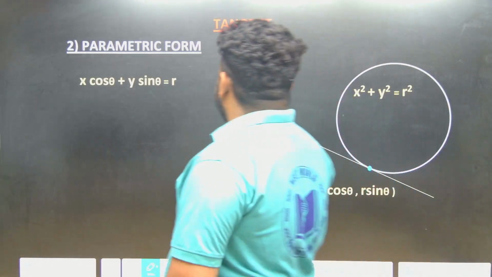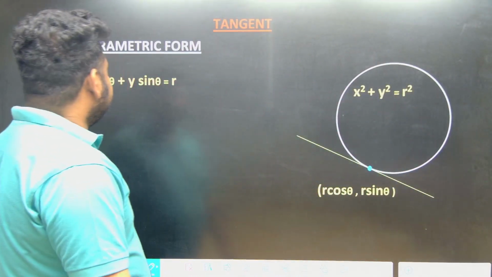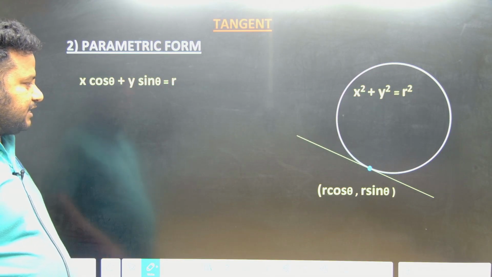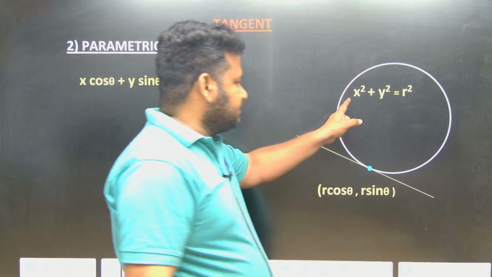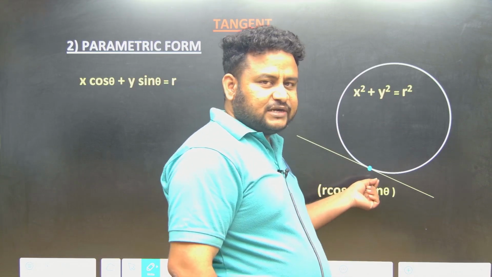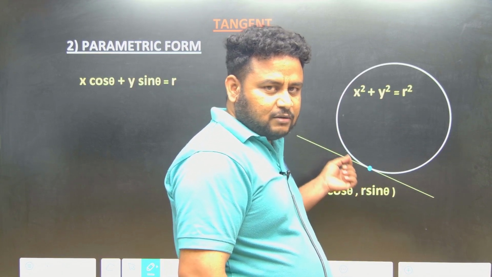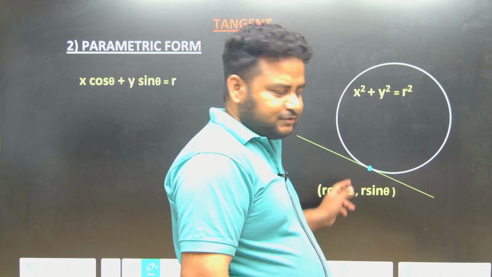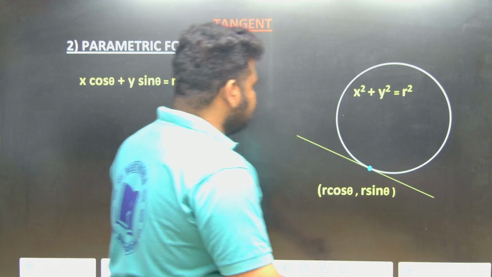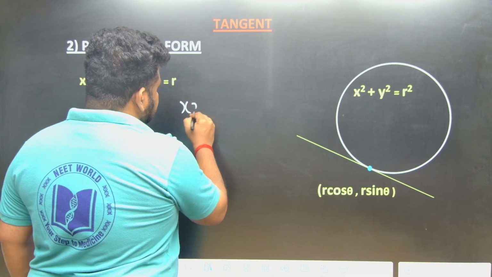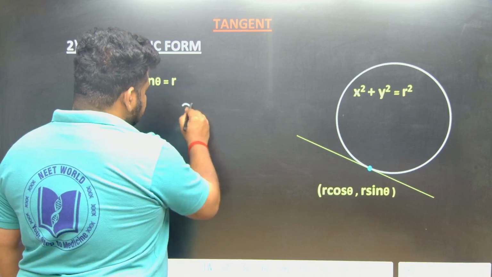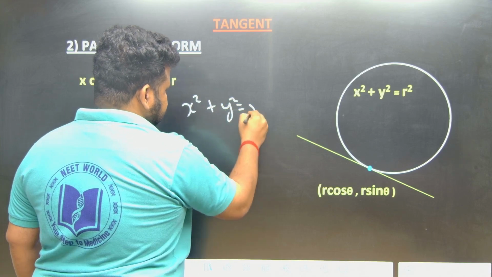Suppose they were given the parametric form. The parametric form is given as x cos theta plus y sin theta is equal to r, I told you. Here, for the circle x square plus y square is equal to r square, the point of contact, instead of being given in Cartesian form as x1 y1, is given in parametric form, r cos theta comma r sin theta. So what to do here? What is the equation of the circle that is given? x square plus y square is equal to r square. Yes or no? This is what is given.